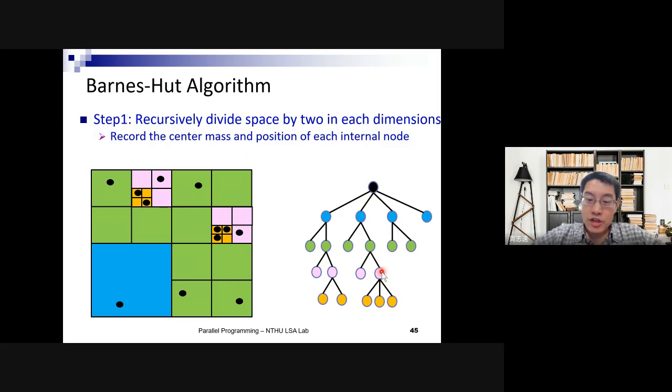So in this tree, what we store on each intermediate node is information that can approximate the whole group of objects in that space, for example, the center of mass of that cluster. You can imagine every node here is an approximation result, representing a cluster of objects. So that's the data structure we want to build.